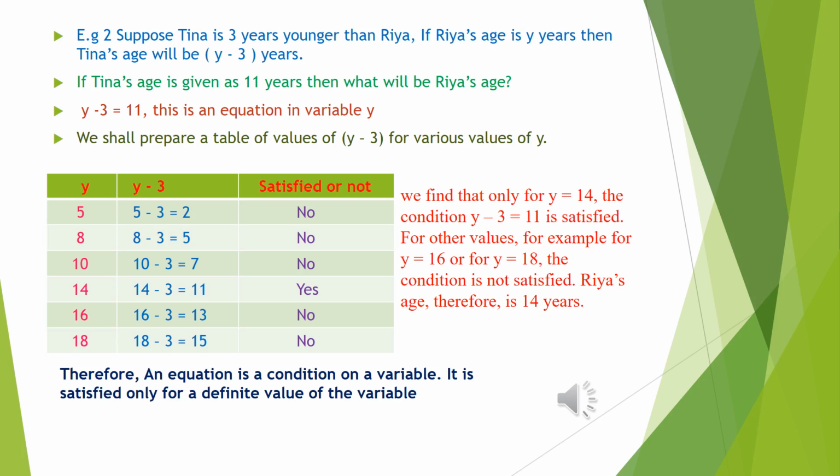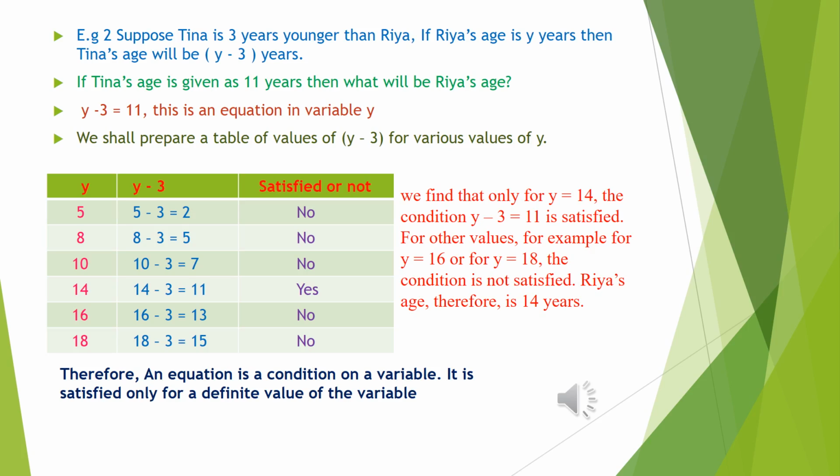If Tina's age is given as 11 years, then what will be Ria's age? We know Tina's age is y minus 3 years and it is also given that Tina's age is 11. Therefore, y minus 3 will be equal to 11. So, this y minus 3 equals 11 is the equation in variable y. Now, we have to find for what value of y this equation y minus 3 equals 11 is satisfied. Now, we shall prepare a table of values of y minus 3 for various values of y.